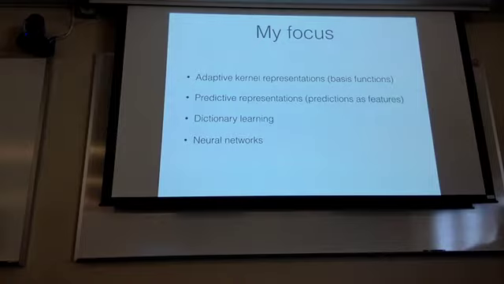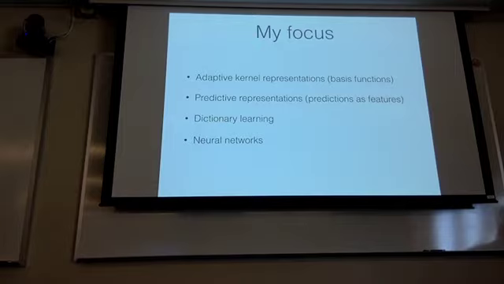Okay, and as you can imagine, for such a general problem, there are lots of different strategies. These are some of the main strategies I've been looking at for representation learning: things like adaptive kernel representations, predictive representations, which is a little less frequently used in machine learning. And what I'm going to talk to you more about today is dictionary learning, some of the stuff I've been doing with dictionary learning.